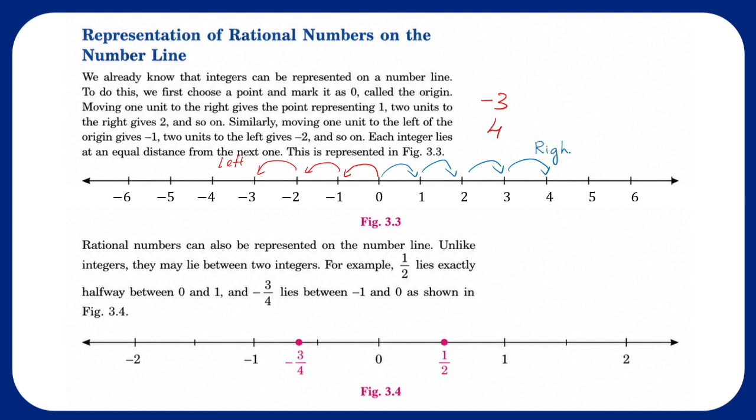That's pretty easy. But if you have to plot a rational number, what should be done? Yes, of course, rational numbers can also be represented on a number line. The fact is that these rational numbers will appear between two integers. For example, the rational number 1 over 2 is between 0 and 1. The rational number -3/4 is between the two integers 0 and -1. So these rational numbers will appear between any two integers.